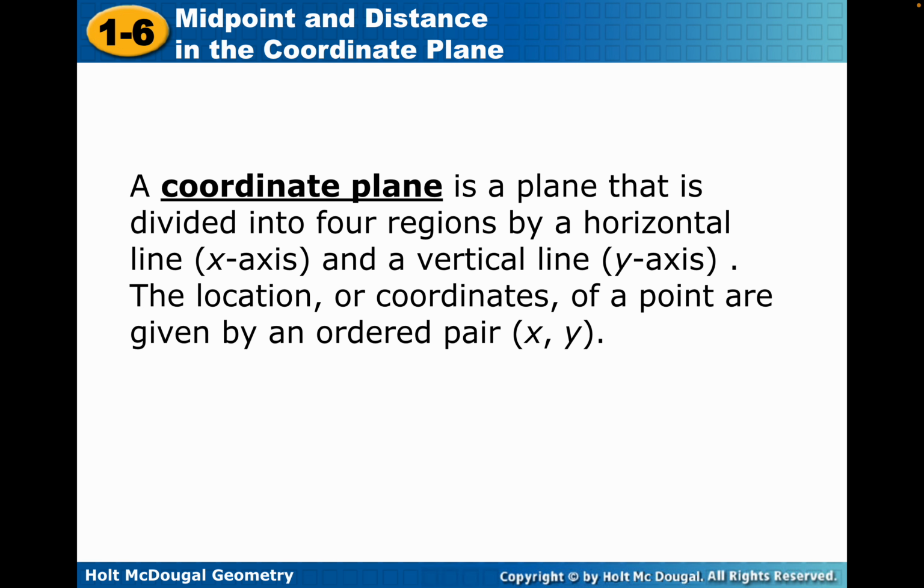X-axis, which is the x-axis, and a vertical line, which is the y-axis. Okay, the location or coordinates of a point are given by an ordered pair, which is going to be x and y. So that first value in the ordered pair is always going to be your x value. The second value is always going to end up being your y value. So the x, again, is on the horizontal line. The y is on the vertical line.